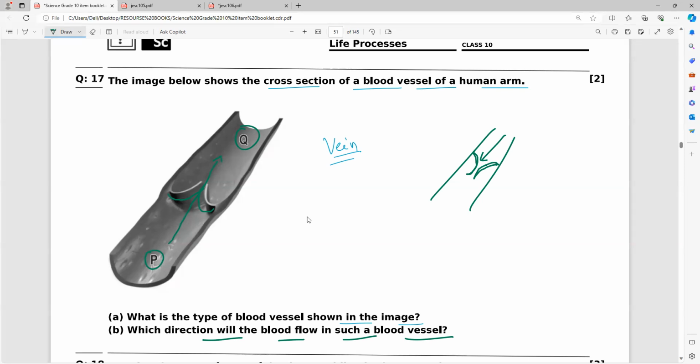So what is the direction of blood? In which direction will the blood flow in this blood vessel? From P to Q. Okay? So remember that. Even this, I have already given you the diagrams also. I hope you people have drawn these diagrams in your classwork also. Am I right, Hari?